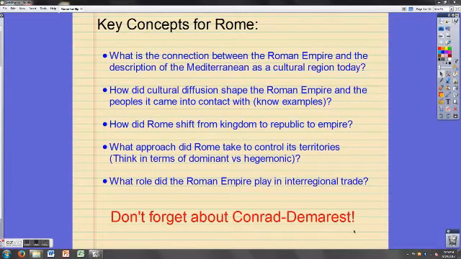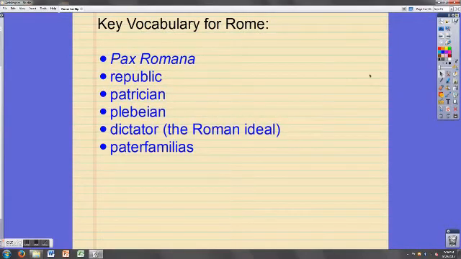Here's some of your key vocabulary for Rome. You're going to see all these appear in the textbook, and some of them I'm going to pay particular attention to today as well.